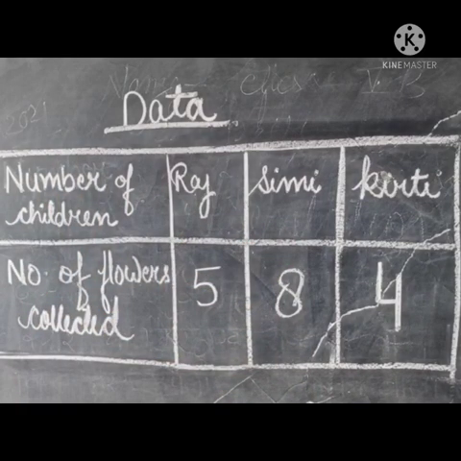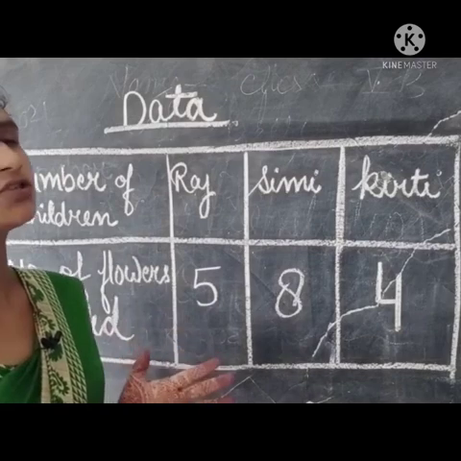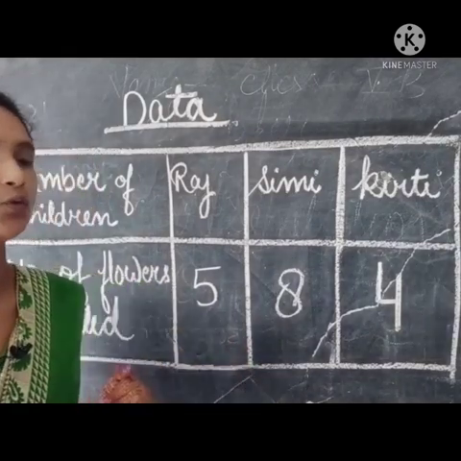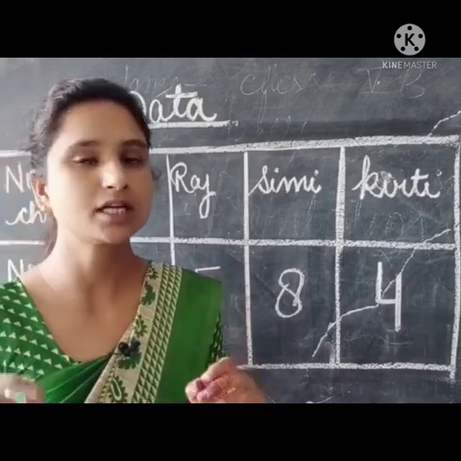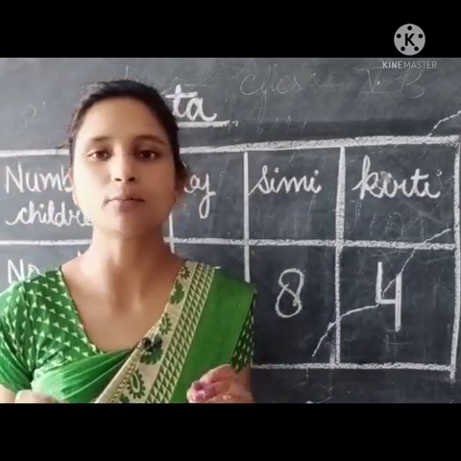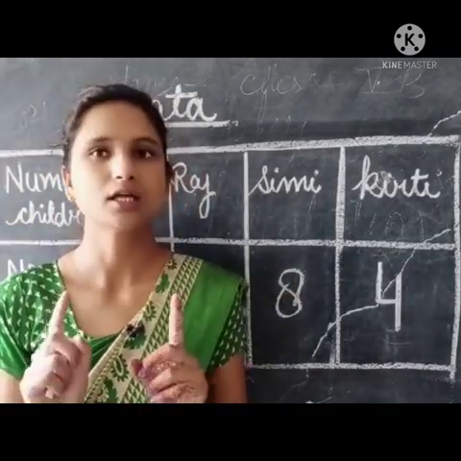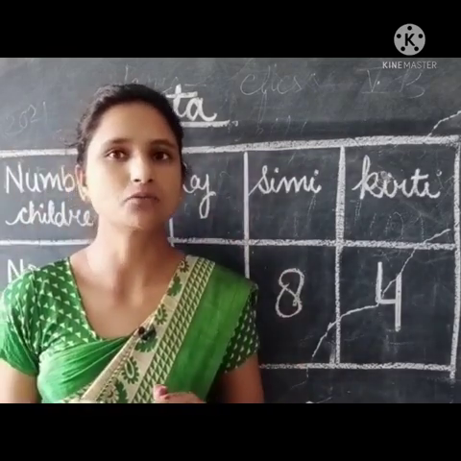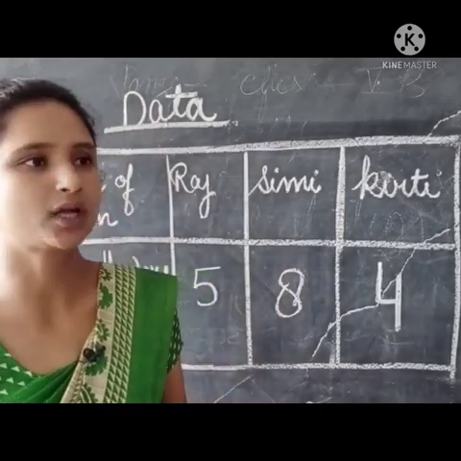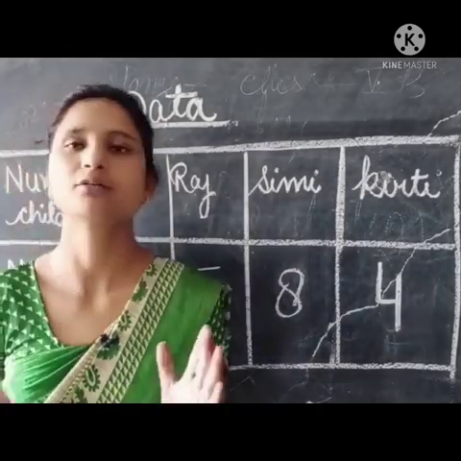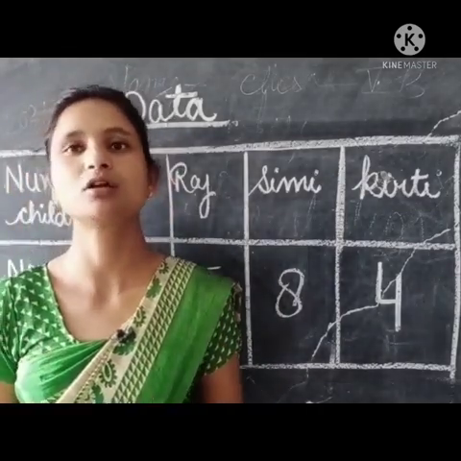Now we have to represent this data in the form of a bar graph. Our today's topic is bar graph. What is a bar graph? A bar graph is a representation of data in the form of columns. When we make columns instead of pictures, that is a bar graph. And what is a pictograph? When we represent any information through pictures.